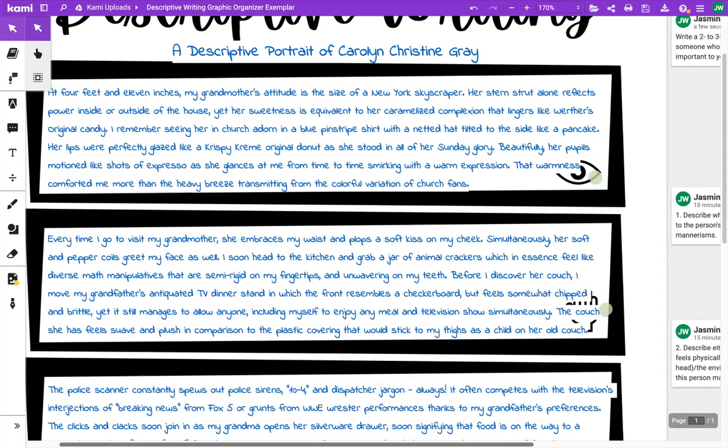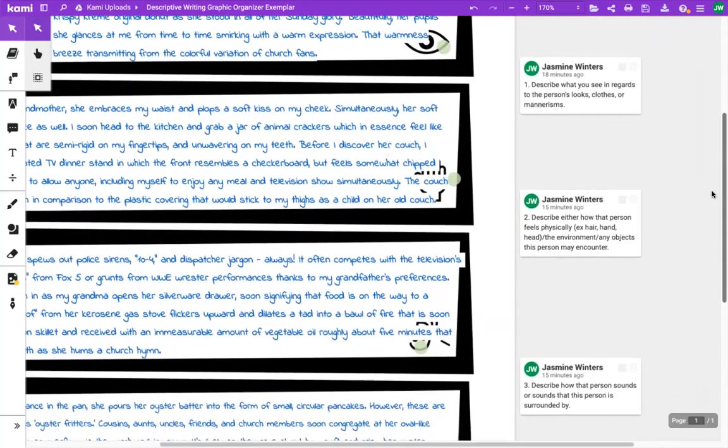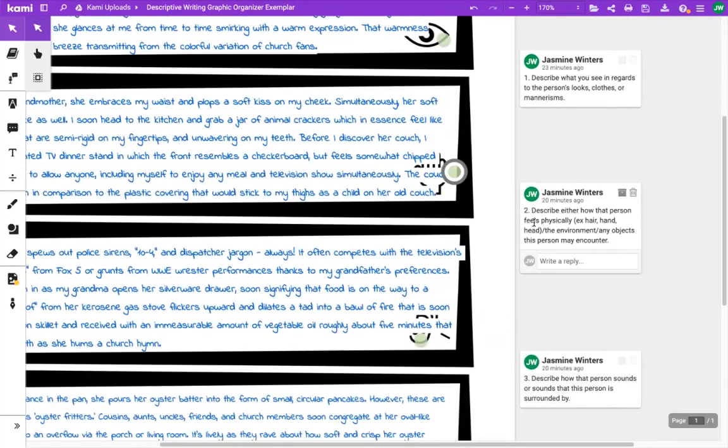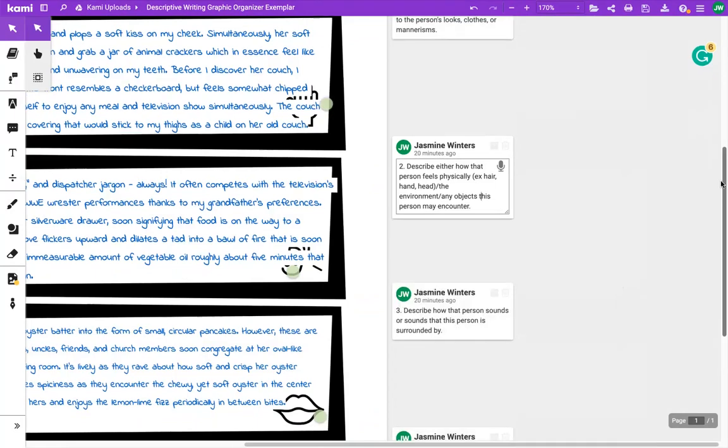So I'm not gonna read the rest to you, but the rest is pretty self-explanatory. The second paragraph, describe either how the person feels physically, school appropriate, of course. We're talking about maybe their hair, their hand, their head, in some cases maybe their beard, the environment, or any objects this person may encounter, okay? Describe basically how it feels, okay?